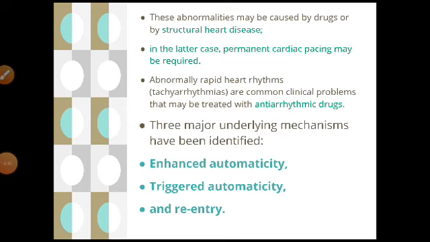So these abnormalities, meaning the abnormal cardiac rhythm, may be brought by various abnormalities, right? These abnormalities may be caused by some drugs, or maybe some anatomical conditions, like some structural changes in the heart. But if some structural changes have brought the abnormalities, then permanent cardiac pacing is required. We have to create certain kinds of devices which can produce permanent cardiac pacing.